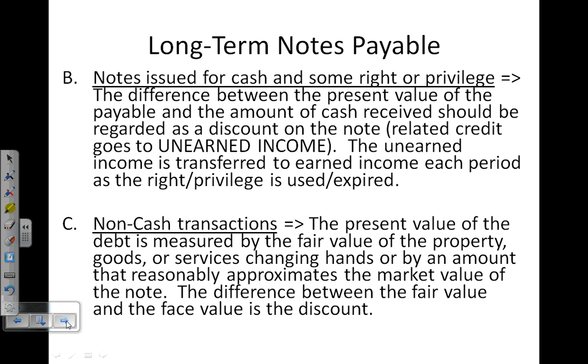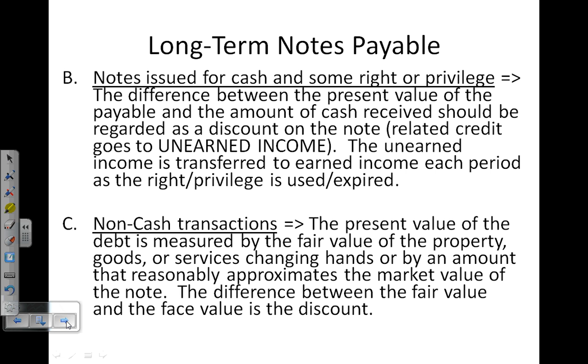And that difference is the value of the right or privilege, and that's initially unearned income because we're providing that to somebody, and as time goes by, they're going to earn that right or privilege that we're providing. That's going to be income to us. The other situation is a non-cash transaction, and again, the present value of the debt is measured by the fair value of the property, goods, or services changing hands, or by an amount that reasonably approximates the market value of the note. The difference between the fair value and the face value is the discount.